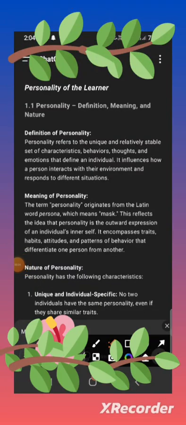Today we are discussing 4th Sem Psychology, Module 1, Personality of the Learner. Personality definition, meaning and nature.